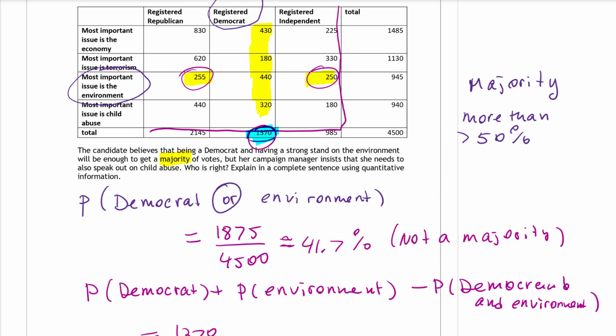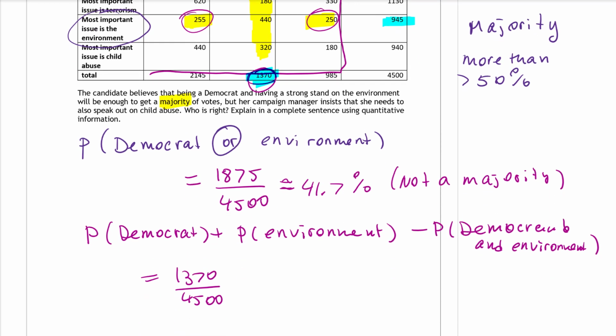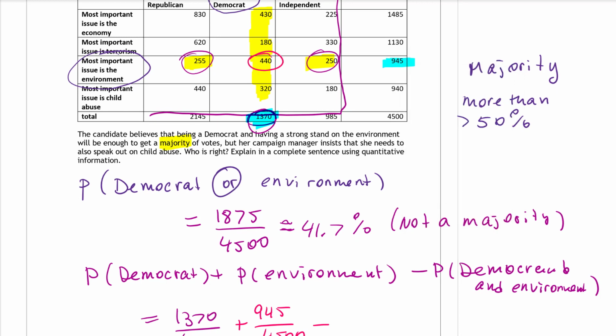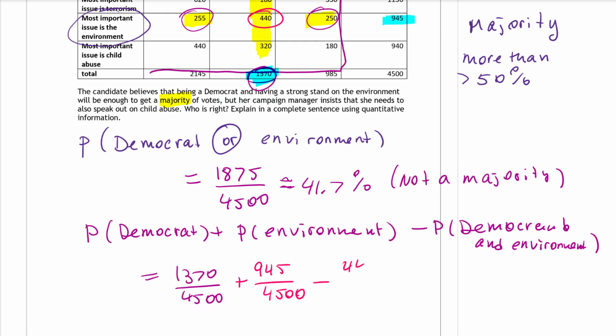Then you've got the environment people right here, 945, also out of 4,500. And then you need to look at those that are both Democrat and have environment as the most important issue. You see, this is the overlap, and you have to subtract it because it's going to count twice. And if you do this, you also get 1875, which also gives you 41.7%. So it becomes less than 50.